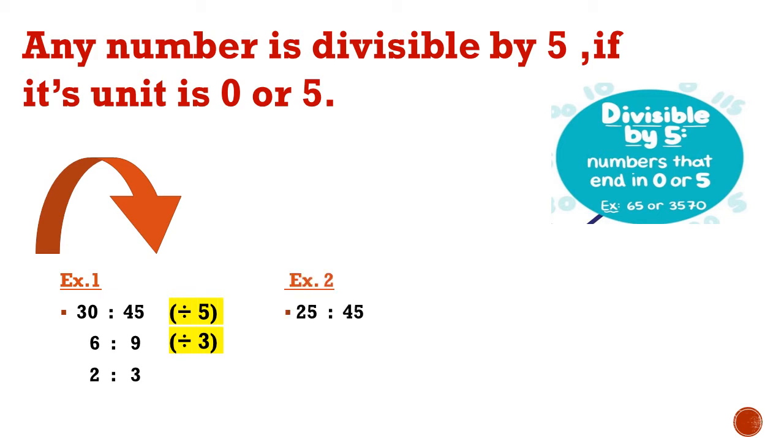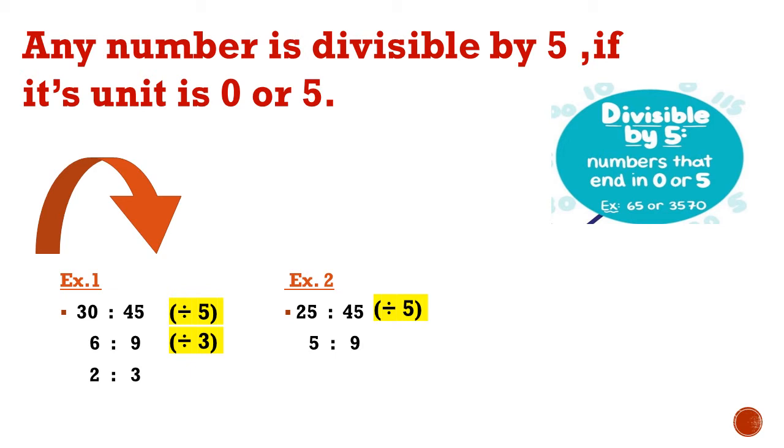Exercise 2. 25 to 45. Both of them are whole numbers. Then start to simplify the ratio. The first term, its unit is 5, and the second term, its unit is 5 also. Then we divided both of them by 5.